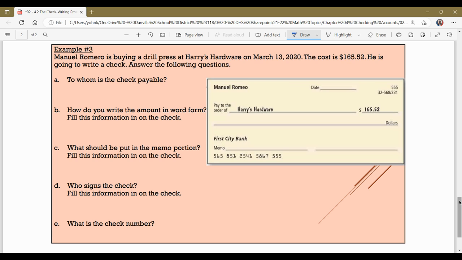Answer the following questions. So as you can see, this check is a little different than the check on the previous slide. It's a different color. It has different wordings. Things are in slightly similar spots, but let's try to answer some questions. To whom is the check payable? Who's getting the check? Well, pay to the order of Harry's Hardware.